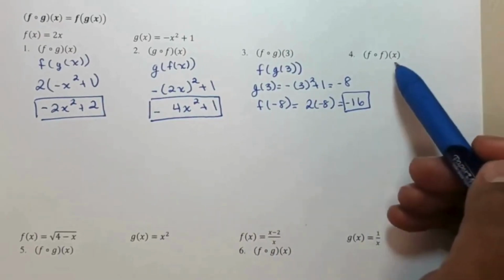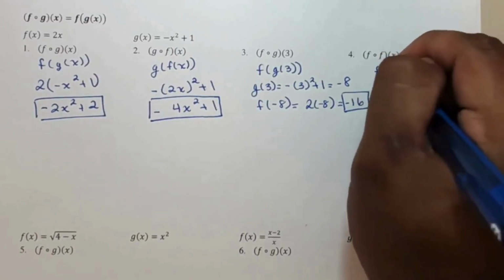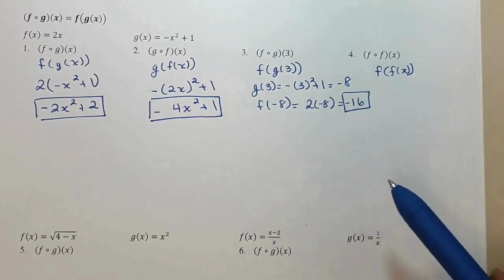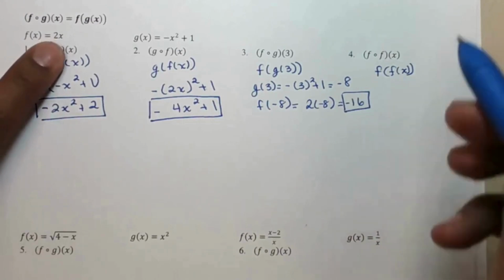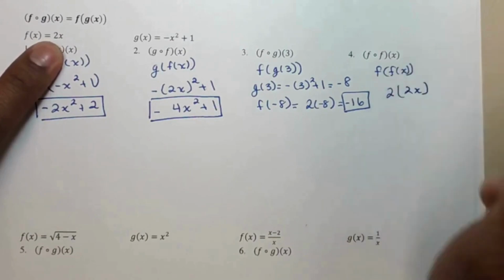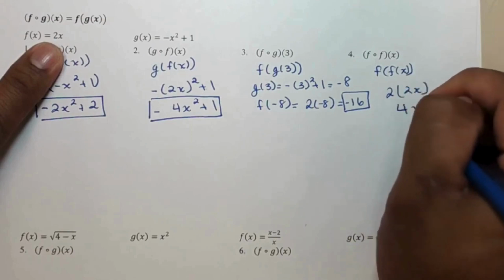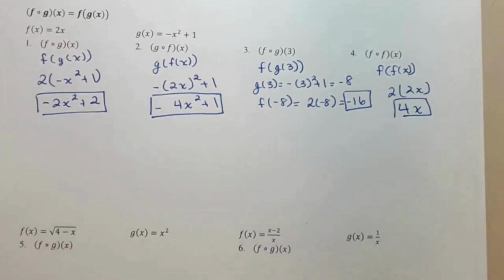Can we do the same function inside of its own function? Yeah, you can do whatever you can, if it's mathematically sound. So if I'm going to plug in f of x into f of x, I'm plugging in 2x for every x that I see. So you're doing 2x times 2. So you end up getting 4x. You can do the same thing with g if you needed to.